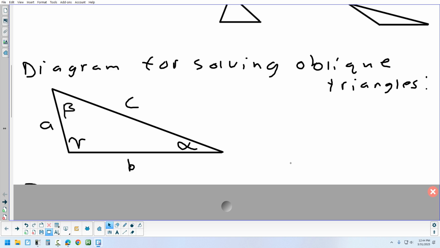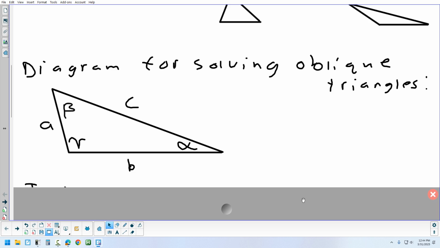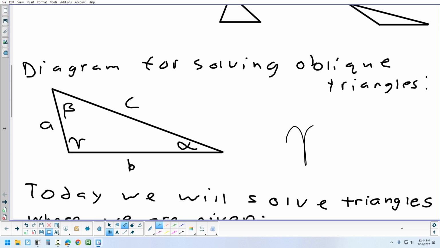When I draw my diagrams, they're not necessarily to scale. What is important is you just keep A and alpha across, B and beta, and C and gamma. What's that called again? Gamma. If I draw it a little bit bigger, it looks kind of like this. That's so weird.